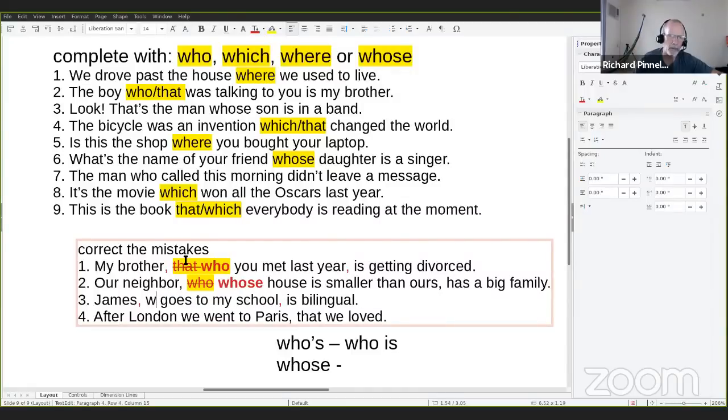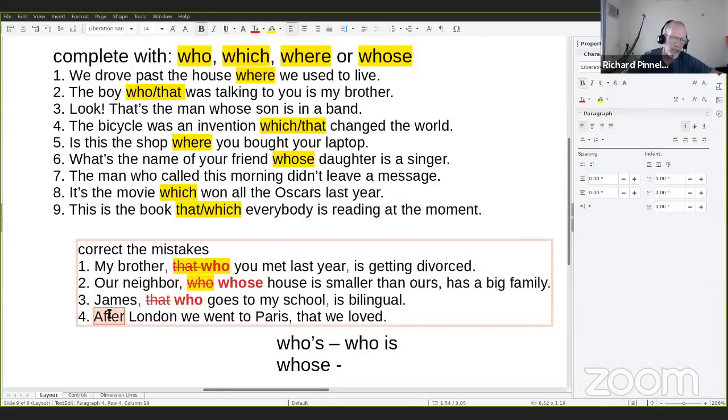Let's put that back there and make it red. We need to use which. So that is wrong. We can't use that. Remember, non-defining are ones that contain extra information. The important information here is that James is bilingual. The other bit, actually, sorry, it's not which, it's because it's a person. Sorry, I've put it wrong, it's who. James, who? So this is extra information, who goes to my school.